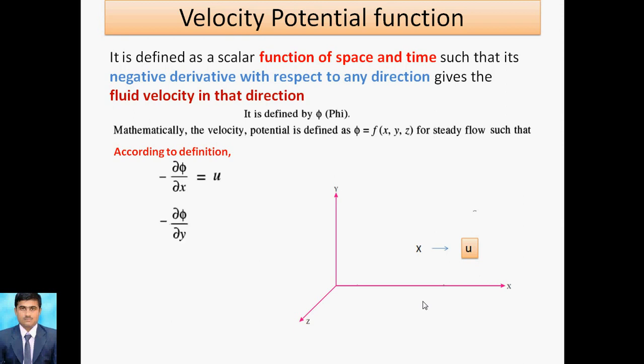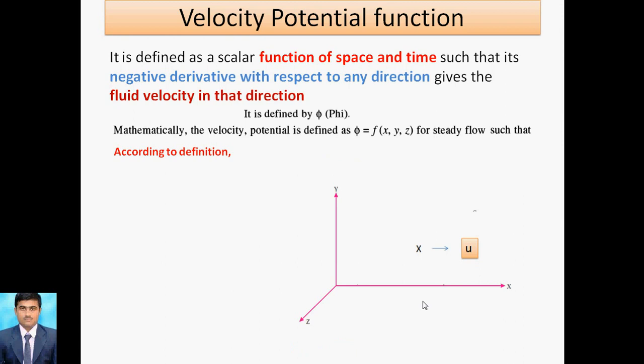In the same way, minus ∂φ/∂y. If you take the negative derivative of the velocity potential with respect to y, the velocity is v, so I write v. And if you take the negative derivative with respect to z of the velocity potential function, the z direction velocity is w, so I write w. Again I repeat this because it is an important term.